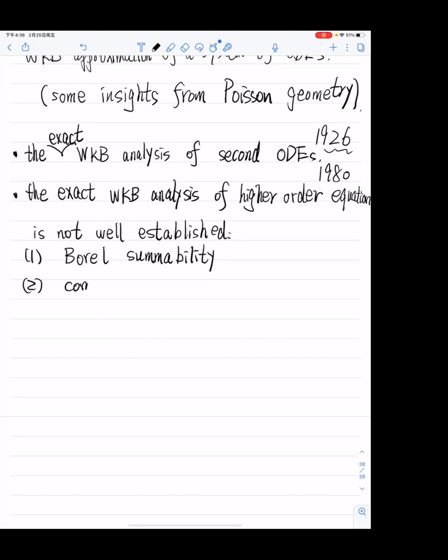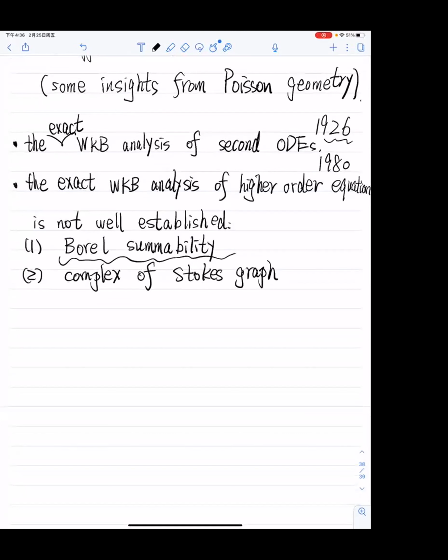So you will encounter some difficulties in deciding what the so-called Stokes graphs are. Even though you know the Borel summability of the formal solution in any local region, it's difficult to extend the local solution to some global region. So there is some difficulty from the combinatorics, like the complexity of the Stokes graphs in this higher order case, right?